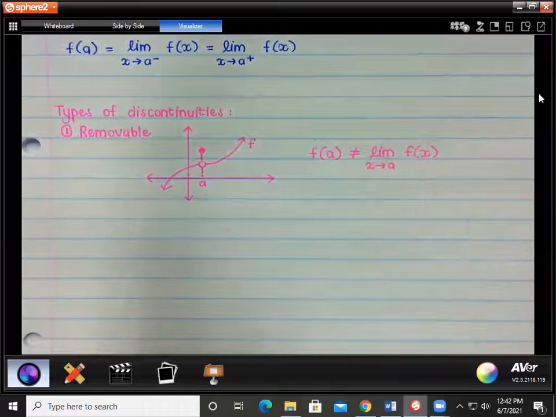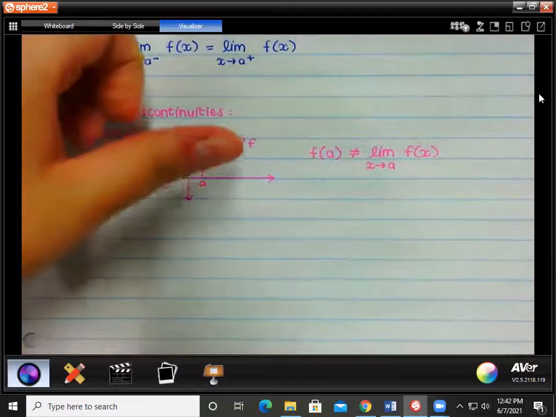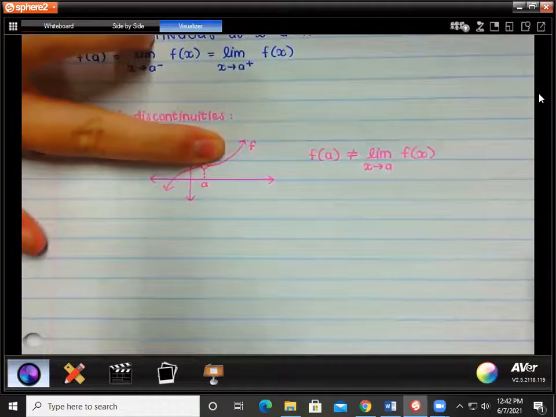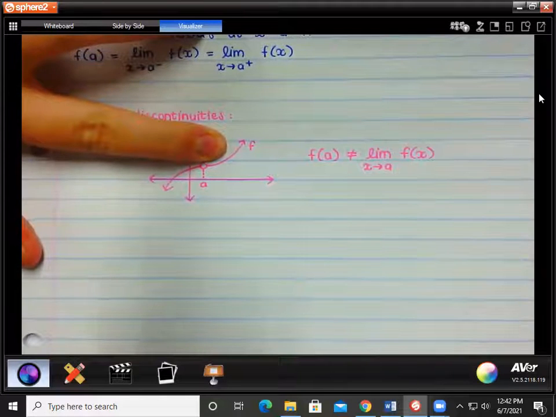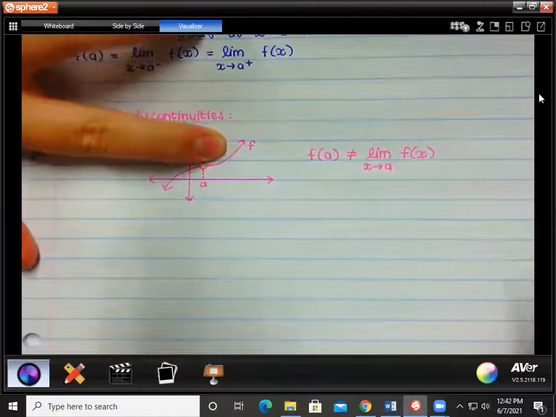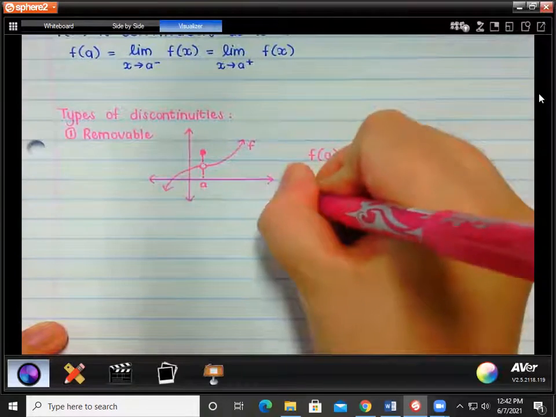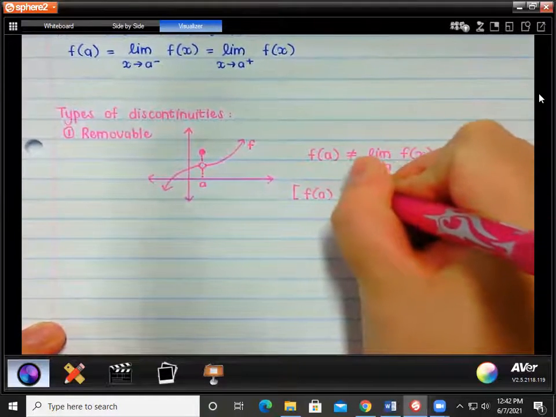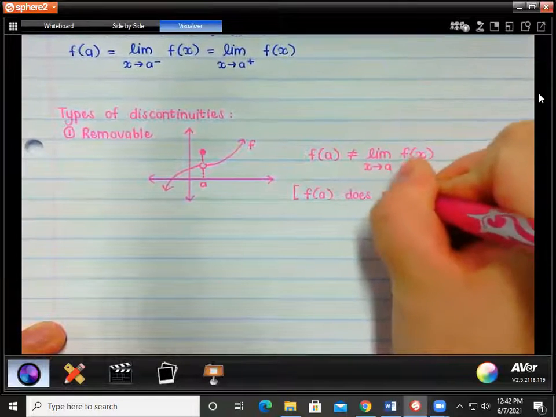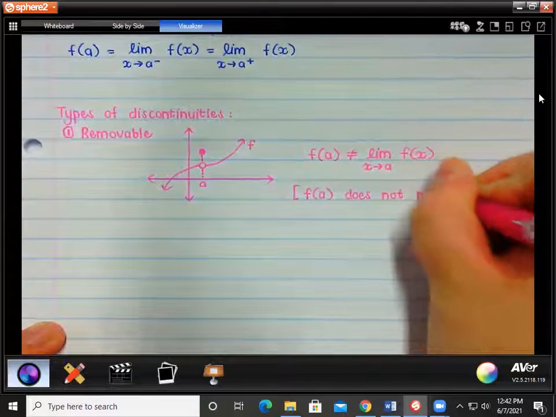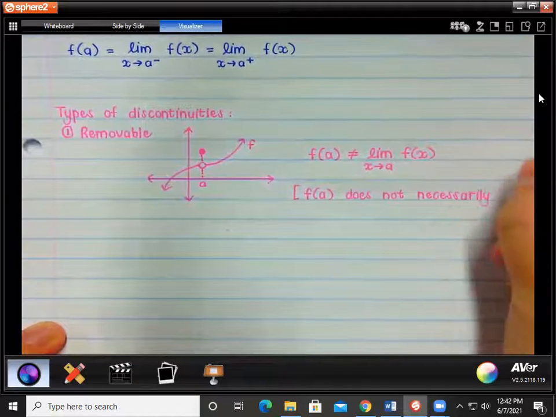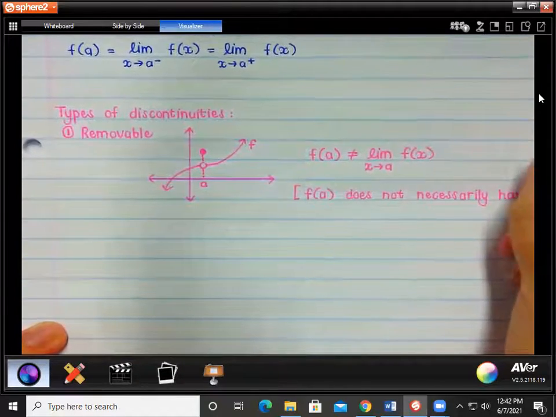Yes. Does the solid point have to exist? No, it doesn't have to exist. All right, so I'm actually going to write that down next. So this point could also just be left out. It does not even have to be a value for f of a. So we can add that in. So f of a does not necessarily have to exist.